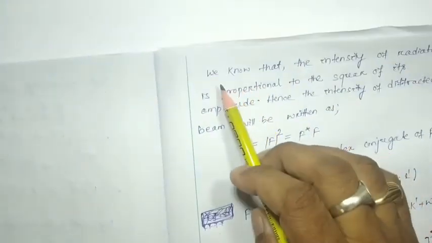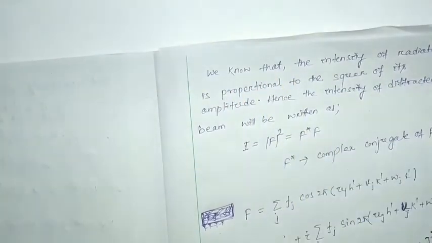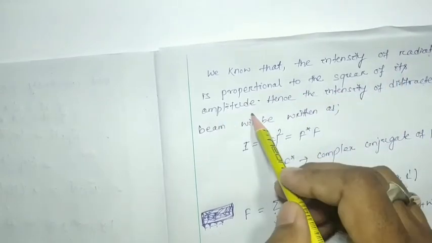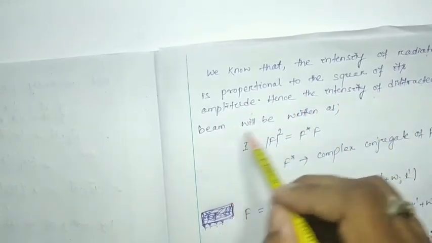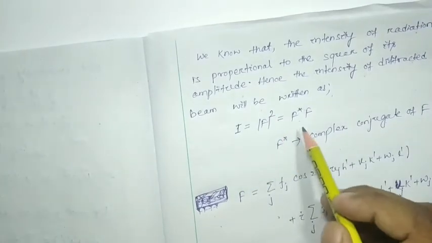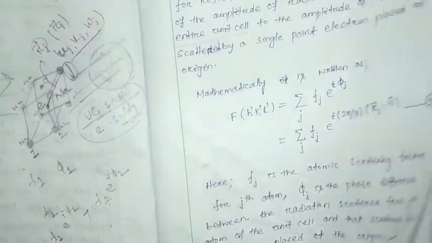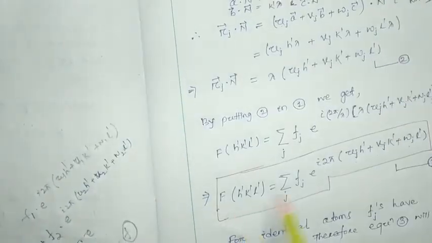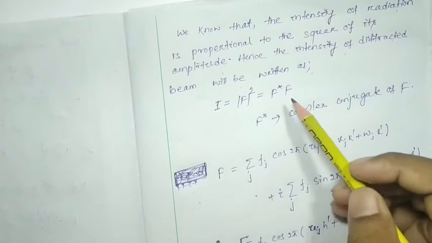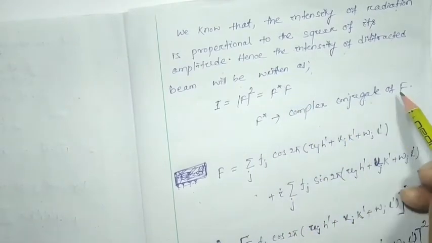If that is the amplitude, we know that the intensity of radiation is proportional to the square of its amplitude. Hence the intensity of the diffracted beam will be written as |F| squared, that is F star into F, because F is a complex quantity. Here F star is the complex conjugate of F.